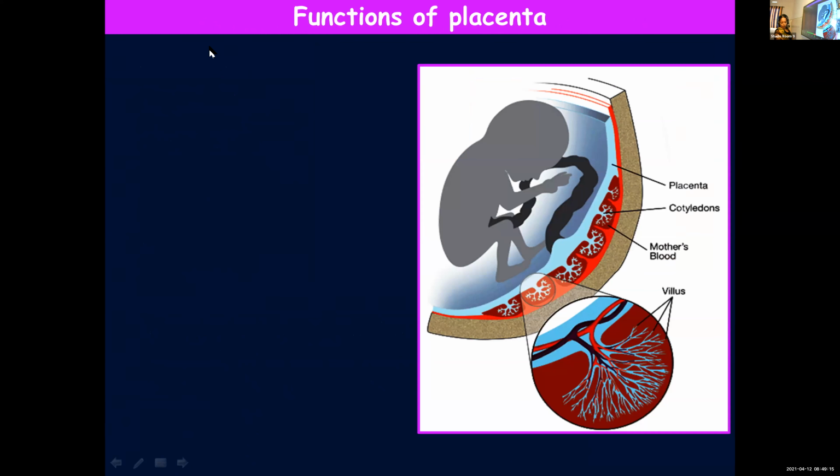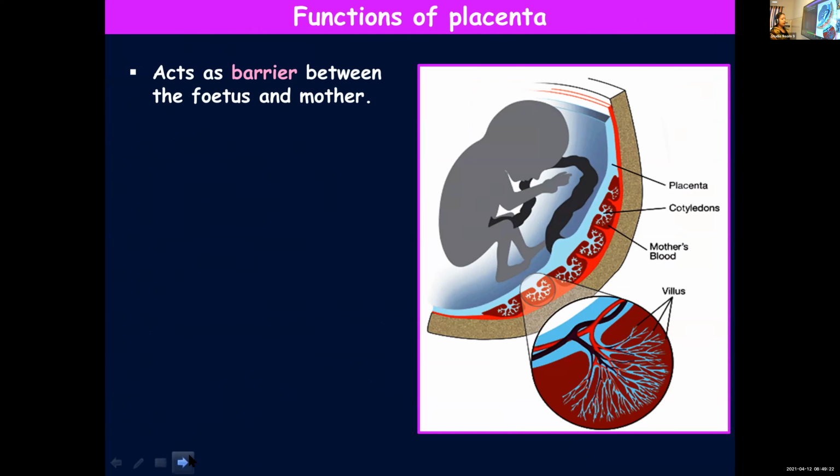Now, functions of the placenta. The placenta serves different functions. Let's see what are the different functions performed by the placenta. In class 10, very briefly, you have learned about the functions of the placenta. It acts as a barrier between the fetus and the mother. It is a structural and functional unit between the mother and the fetus, and it acts as a barrier, supplies oxygen, nutrients, etc. Steffi, from mother to fetus.